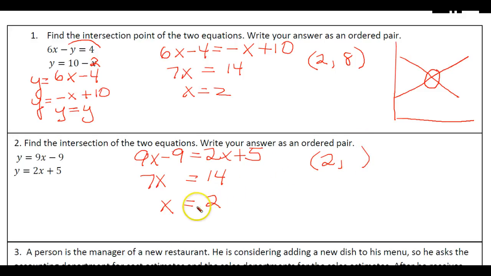So if x is 2, we can put it in this one. 2 times 2 is 4. 4 plus 5 is 9. My other ordered pair member is a 9. And by the way, if you were to put these into these equations, it makes both of them true. And again, the answers are on page 25.